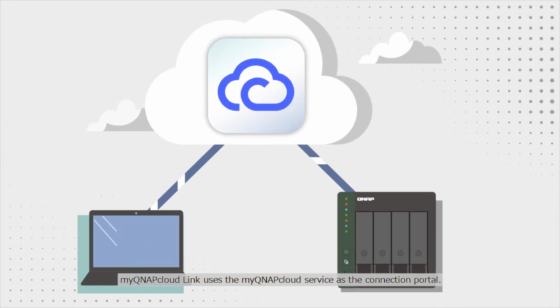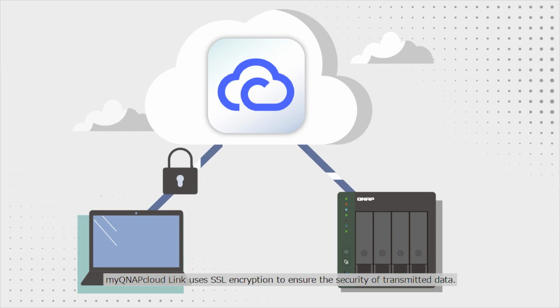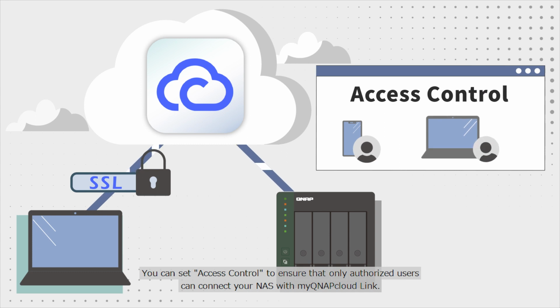myQNAPcloud link uses the myQNAPcloud service as the connection portal. It allows the NAS to be accessed from the external network without exposing the NAS. myQNAPcloud link uses SSL encryption to ensure the security of transmitted data. You can set access control to ensure that only authorized users can connect to your NAS with myQNAPcloud link.